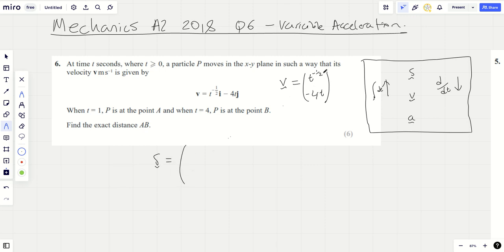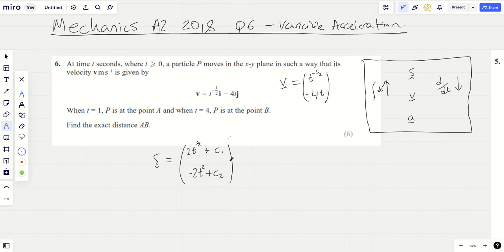So if I'm integrating, let's do the hard bit first. I'm integrating t to the minus a half. That integrates to t to the half, increased power by 1, and then divide by half. Well, that's the same as timesing by 2. And then you must have your constants. I'm going to call this first constant c1. If I integrate minus 4t, I get minus 4t squared over 2, which is minus 2t squared. Check that differentiates back to that. Yes, it does. Plus c2.